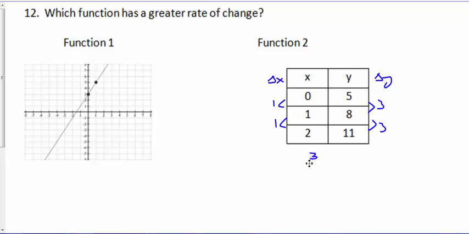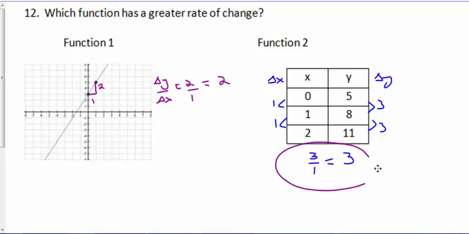So we should see that this is 3/1, which is 3. Now, I'm going to do this. If you can see this, this is 1, and that is 1, 2. So that is change in y over change in x. That is 2/1, which is 2. So which one has the greatest rate of change?